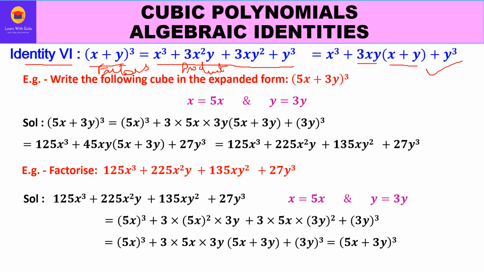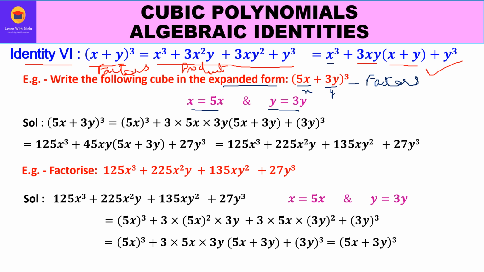So the first question which we can get is: write the following cube in the expanded form. These are the factors given and we have to expand them. That means we have to find their product. Now if you compare it with our identity (x plus y) whole cube, you will observe that 5x is your x and 3y is your y. So x is equal to 5x, y is equal to 3y. Accordingly, you can expand it in the product form.